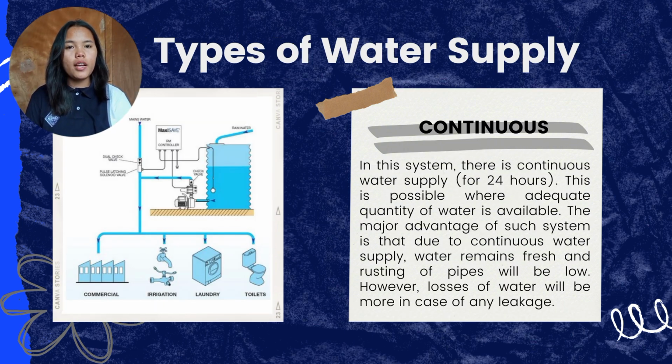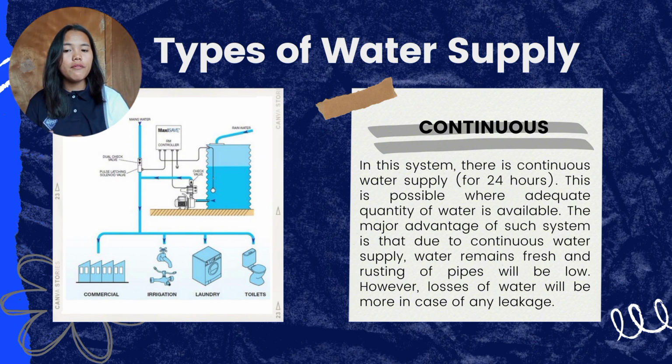Types of water supply. There are two types of water supply: the continuous and the intermittent water supply. First, the continuous water supply system. It provides a consistent 24-hour supply of water to consumers. This system is ideal as it allows access to water at any time, maintains better water quality, and requires minimal storage at the household level.